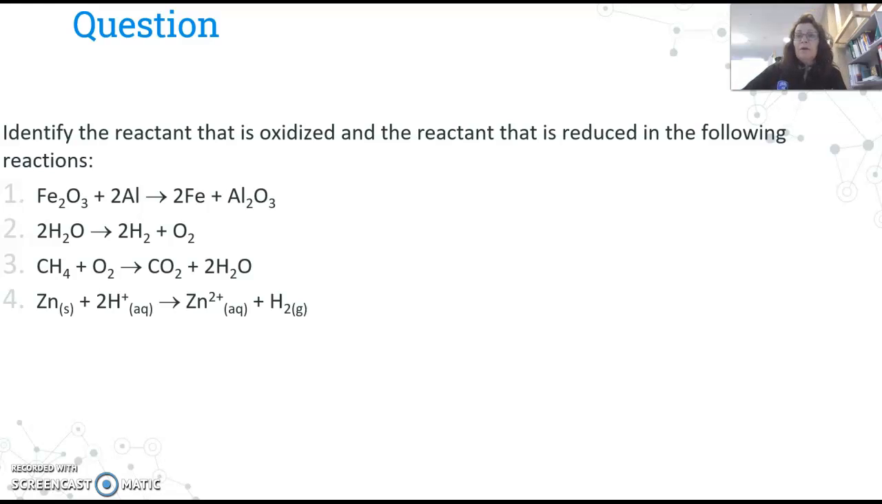Okay, the remainder of the reactions, I've got water forming hydrogen and oxygen gas. I've got the burning of methane in oxygen to form carbon dioxide and water, and then we've got the reaction of zinc metal with hydrogen ions or acid to form zinc in solution plus hydrogen gas. Okay, so work those out and we'll go through those in the next lesson.